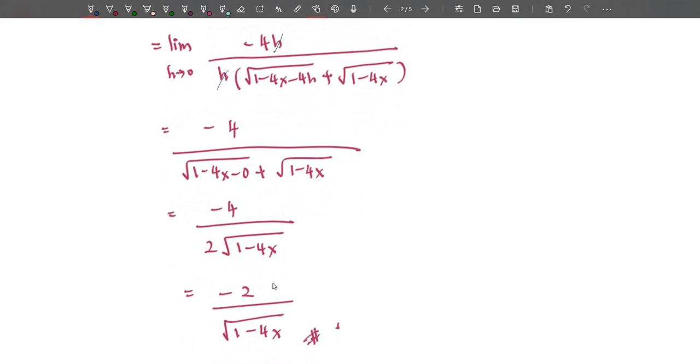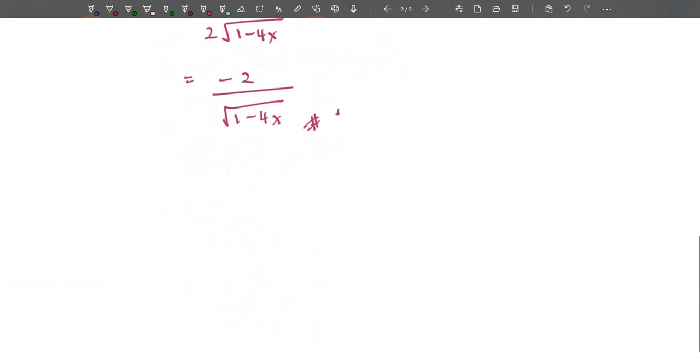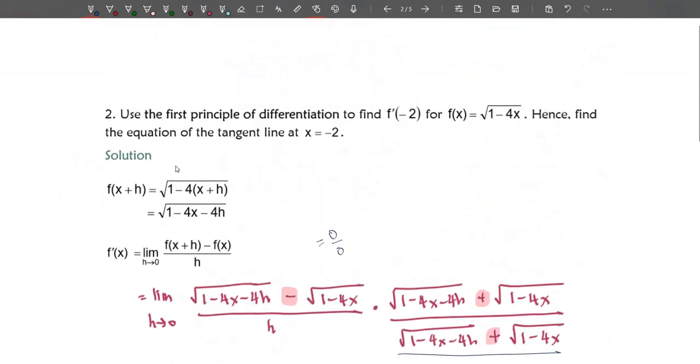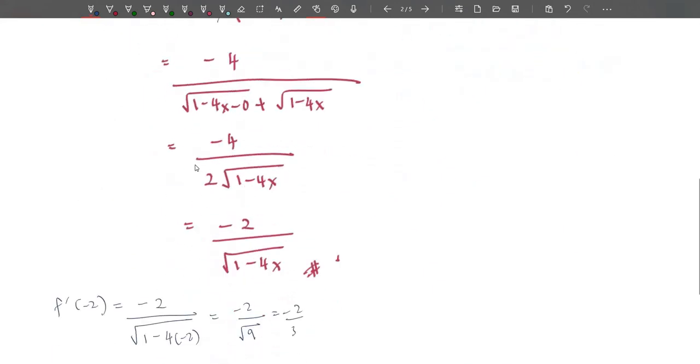Next, in the question given, we need to find f prime of negative 2, which means just substitute negative 2 into x. Negative 2 over root of 1 minus 4 times negative 2, which is here negative 2 divided by root of 1 plus 8, which is 9. So we just take the positive root only, negative 2 over 3.